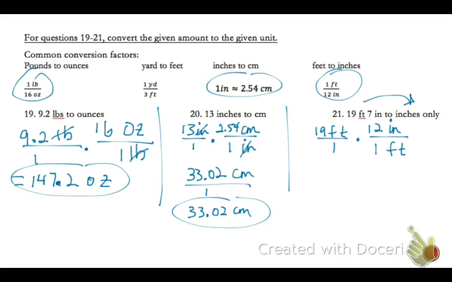If I multiply straight across 19 times 12, that's 228, and then feet divides out with feet, leaving inches. But then I already had 7 inches, so I'm going to add those together. So 228 plus 7 will give me 235 inches.